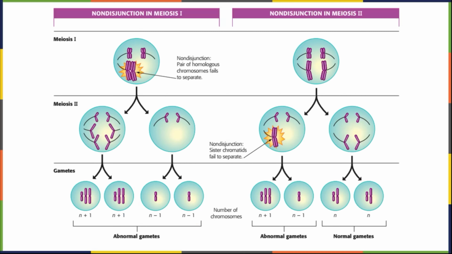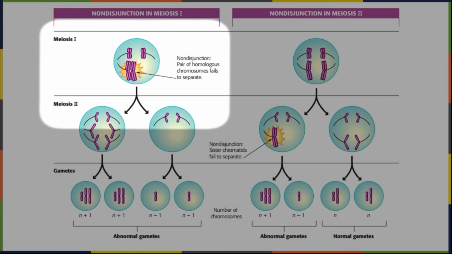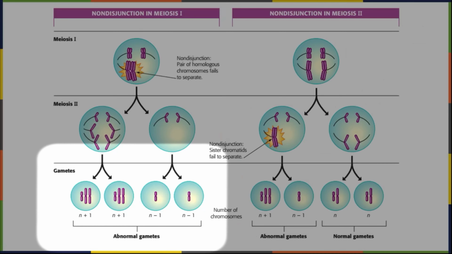On the left, we have an example of a nondisjunction in meiosis 1. You can see that in anaphase of meiosis 1, one of the pairs of homologs is pulled to one side of the cell. The other side of the cell does not receive any of that chromosome. The cell begins meiosis 2 with an imbalanced number of chromosomes. Half of the resulting gametes have an extra chromosome, while the other half are lacking a chromosome. Depending on which chromosome this is, most of these gametes will not survive.